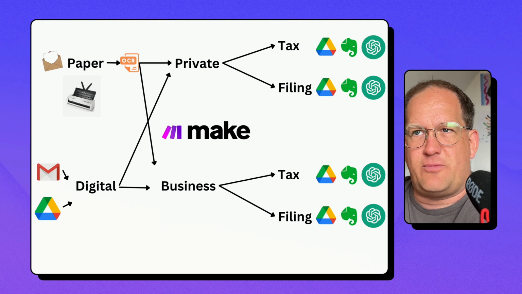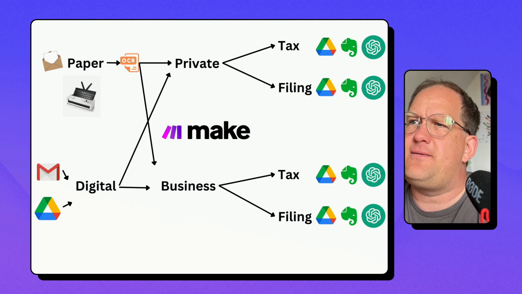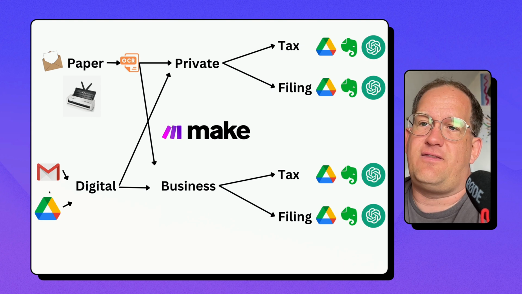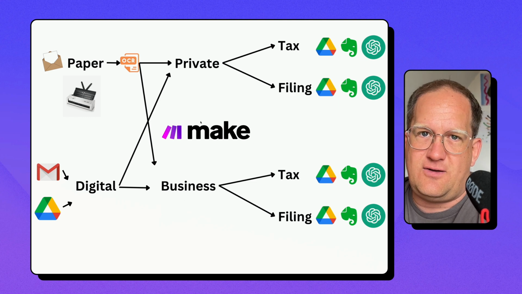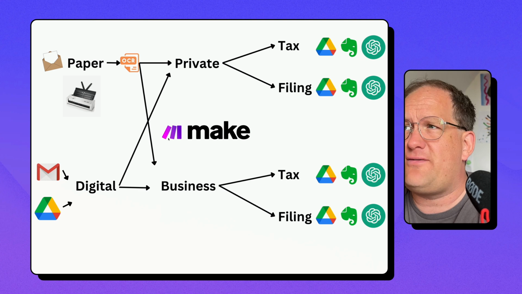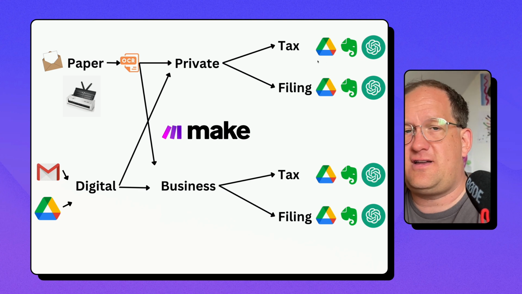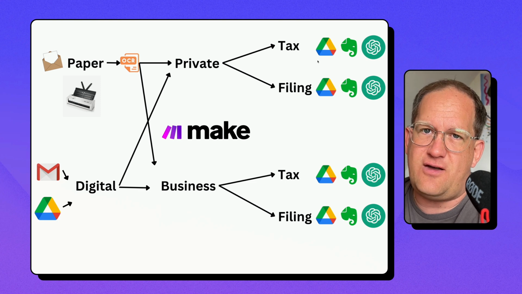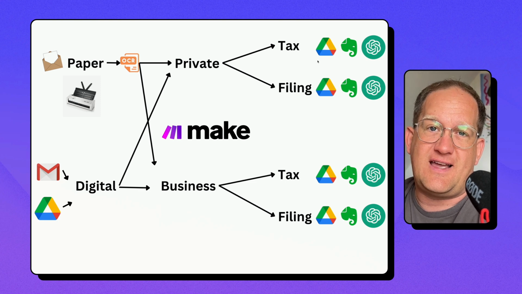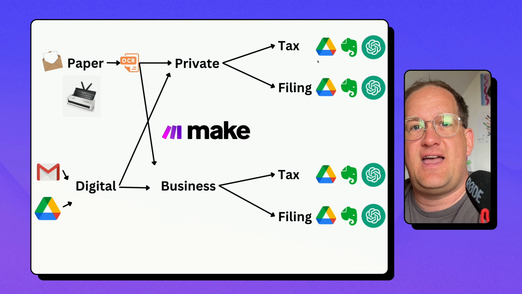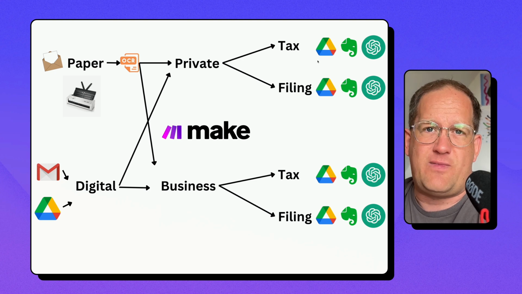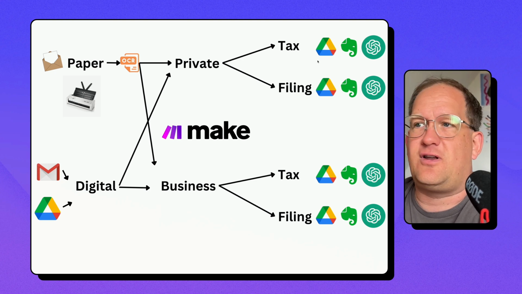All right, so everything coming in on paper gets digitized with my little Brother here. Everything that's digital either comes in through Gmail or is uploaded via Google Drive. And Make is the automation tool that I use to automate everything. And in the end, everything is uploaded into its own Google Drive folder. It is added to my Evernote account and is uploaded to a CustomGPT, which is supposed to act as my personal finance manager or my virtual finance assistant, whatever you want to call it.